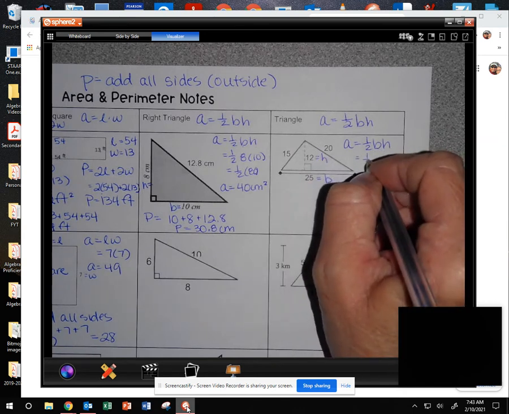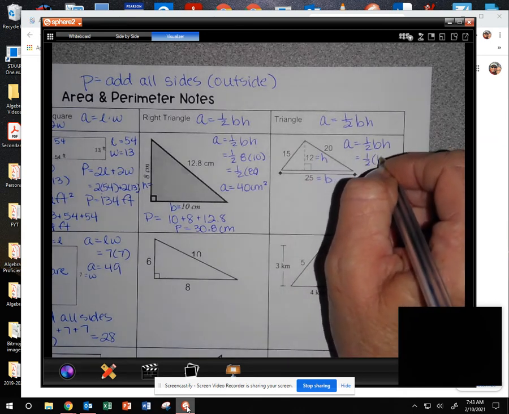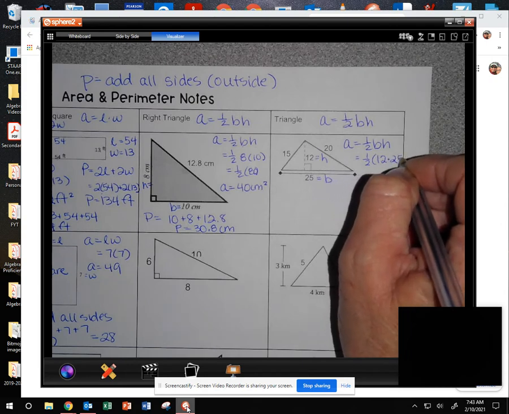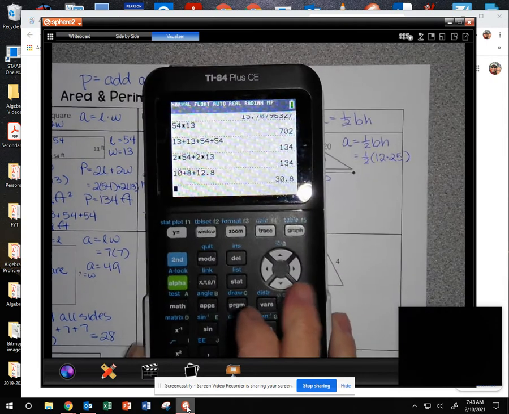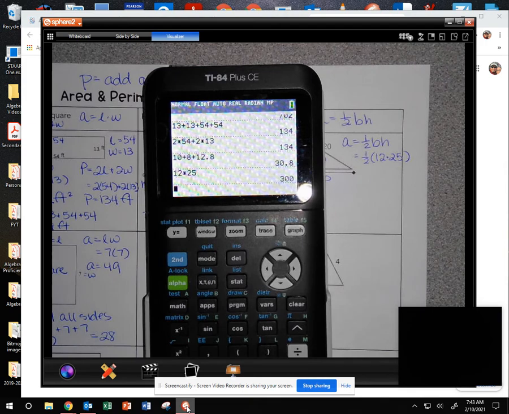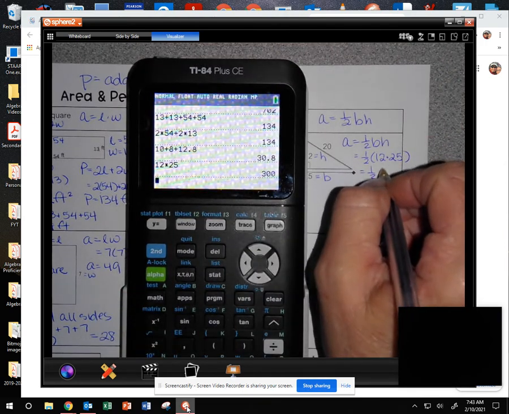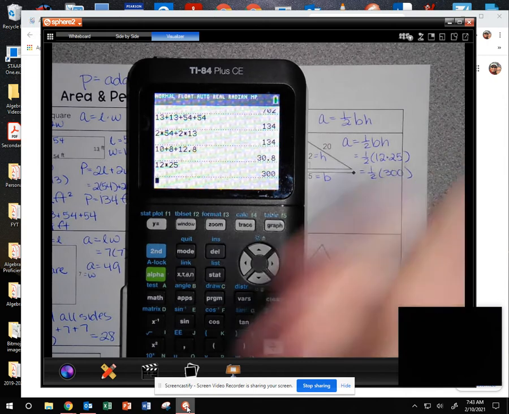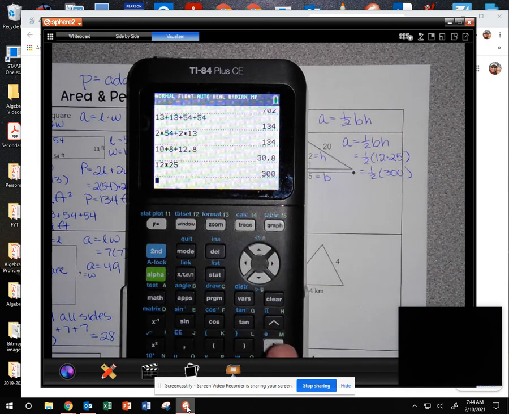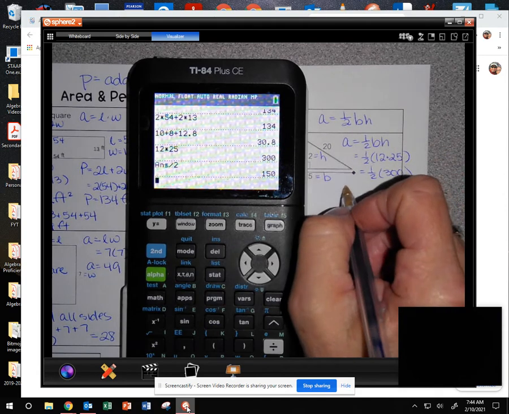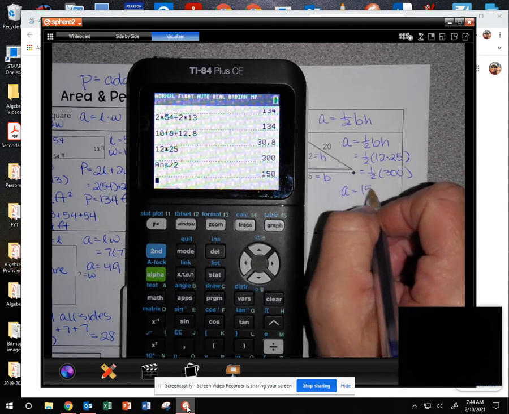So here I have 1/2 times 12 times 25. So 12 times 25. So 1/2 times 300. Now, from here, you can just hit divide by 2. And my area for this is 150.